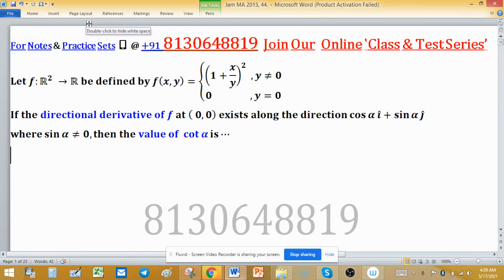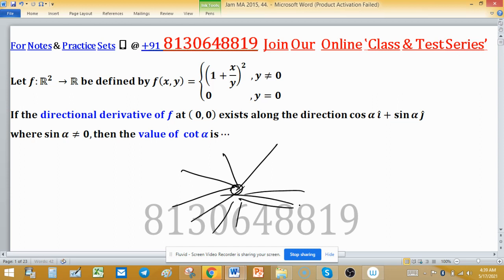Suppose we are interested in finding the directional derivative at this point, so we are approaching like this. It means we would check the derivative from all possible directions, but that is not possible from all directions because the path may be like that. So we consider a direction, like a directed ray.